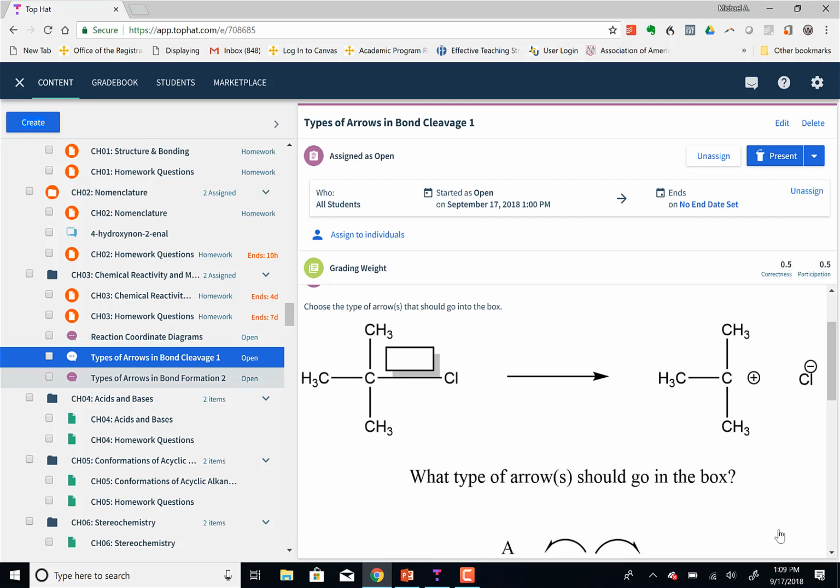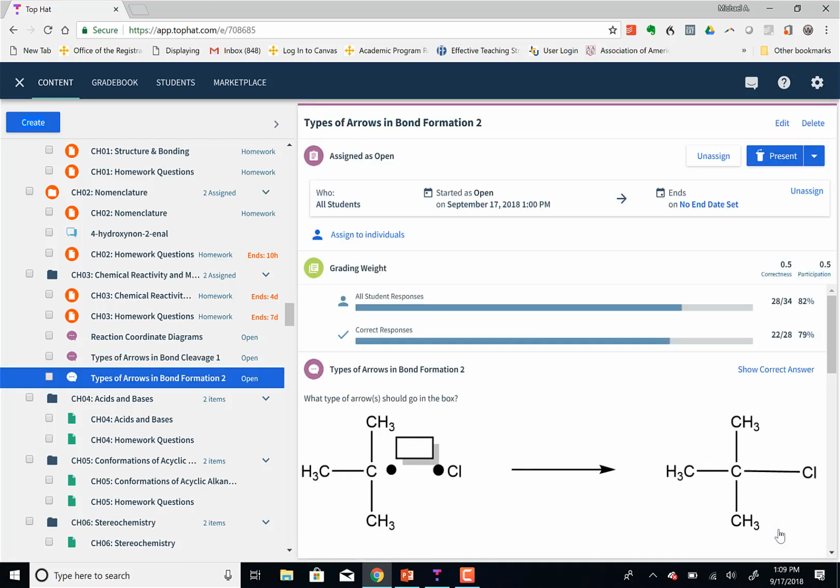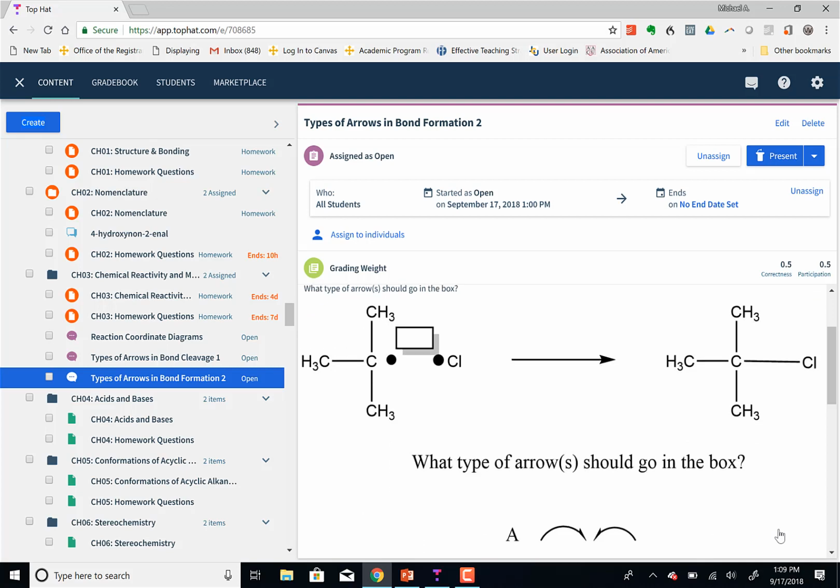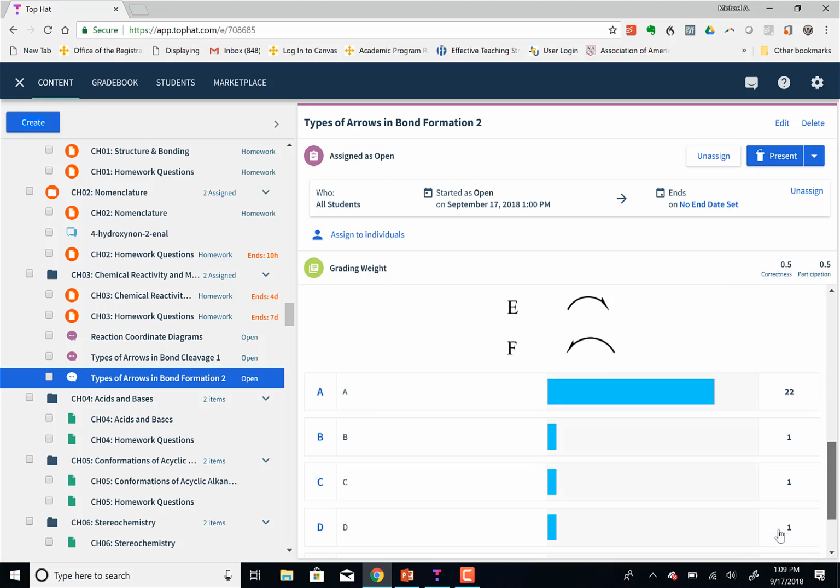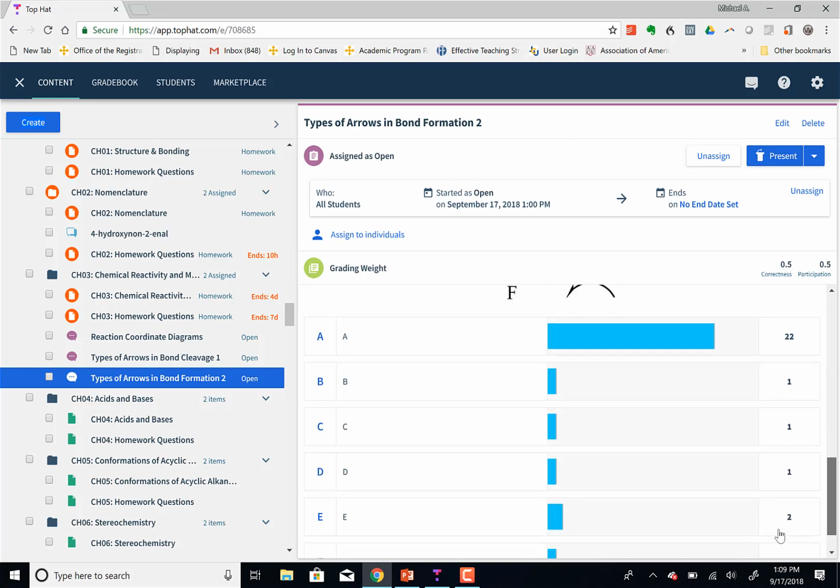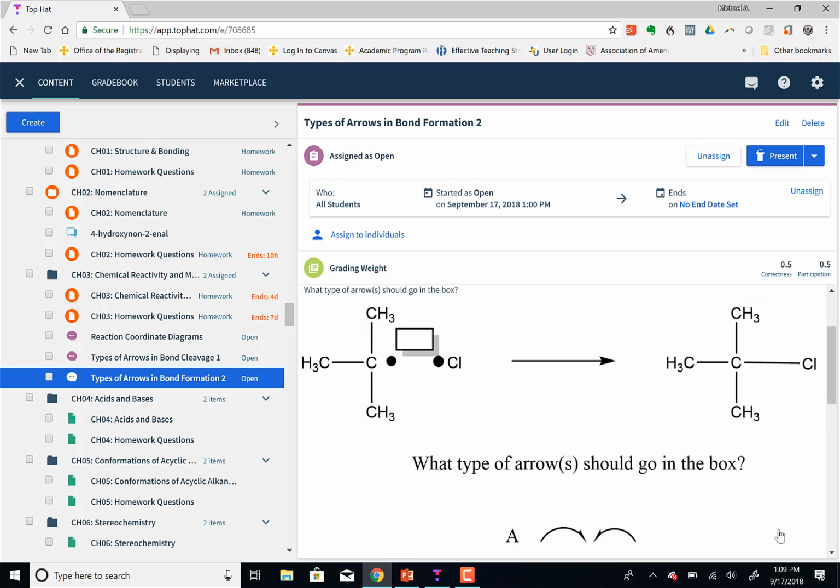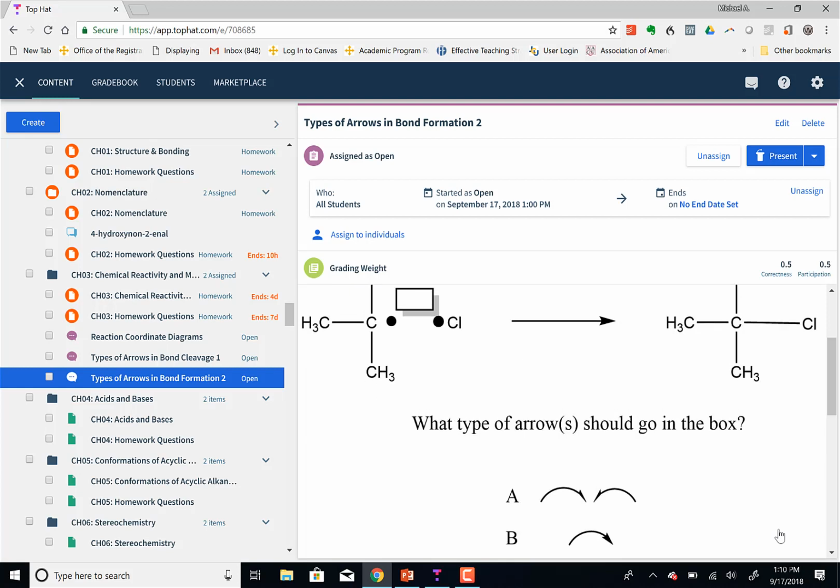Okay, and for the last one, if I wanted to form a bond from two species with unpaired electrons, what arrows am I going to use to show that? And looks like the majority said A. So each atom is going to give up one electron. They're going to share it with the other. That means that I need to donate an electron from the chlorine, an electron from the carbon, and a half arrow is what we use to indicate that one electron is moving. Okay.